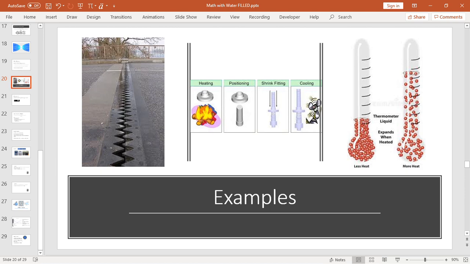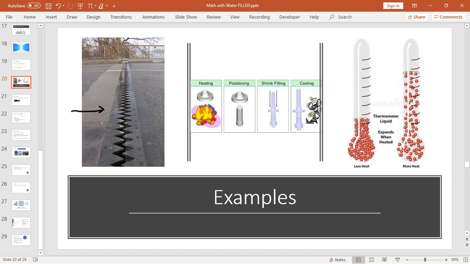So if you look at the first picture here, this is on a bridge, and you'll see this on every single bridge. It's an expansion joint. And that is because as the temperature changes, so as you get up to those 30-degree days or down to those negative 30-degree days, your bridge is actually going to expand and contract.